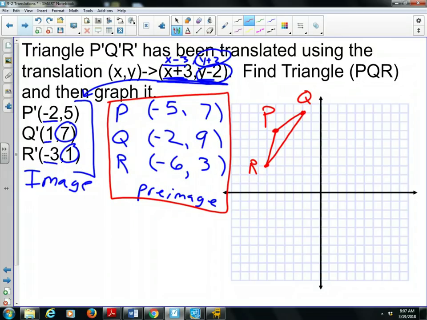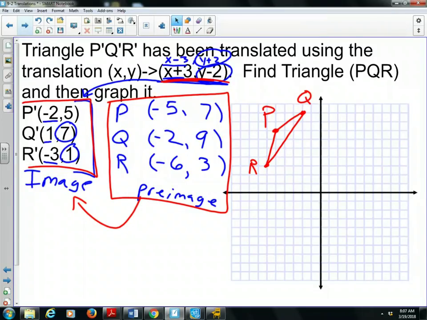And to get to my image, I would add 3 and subtract 2, and it would result in P prime, Q prime, R prime. So let's graph P prime, Q prime, R prime. P prime is at left 2, up 5. There's P prime. Q prime is at right 1, up 7. And R prime is at left 3, up 1.